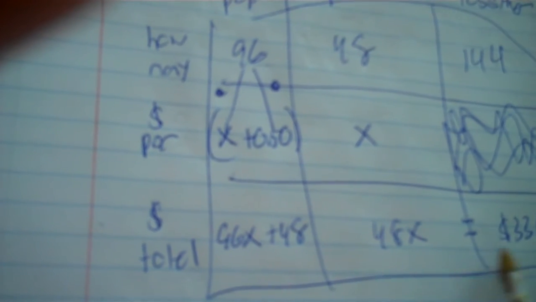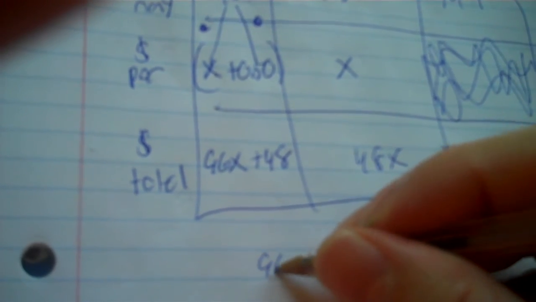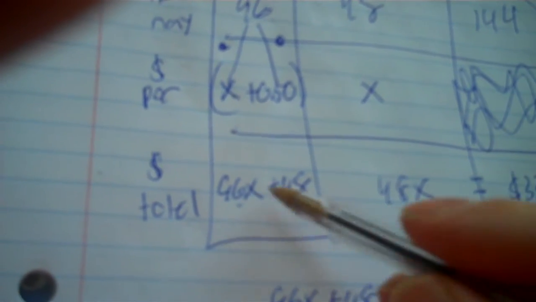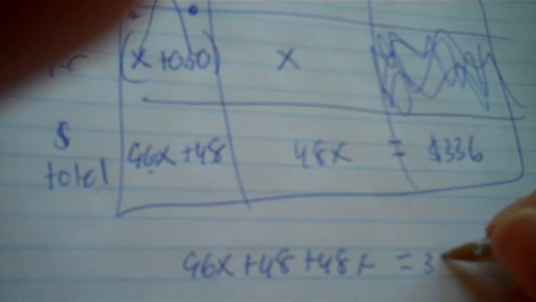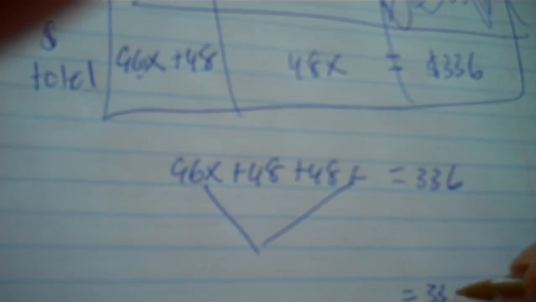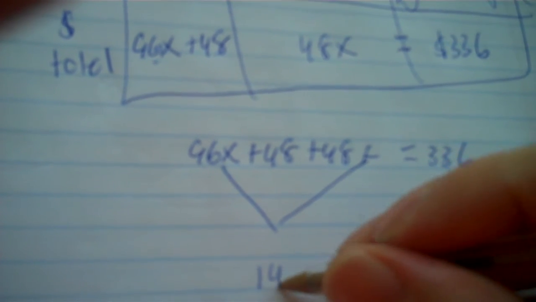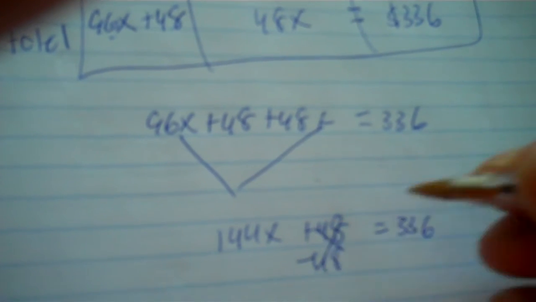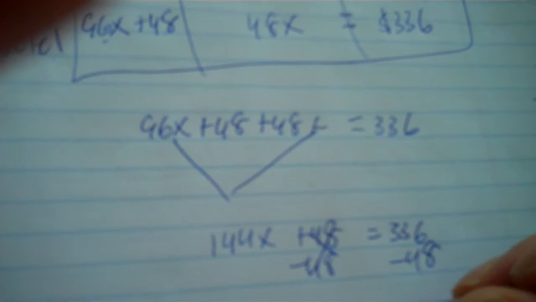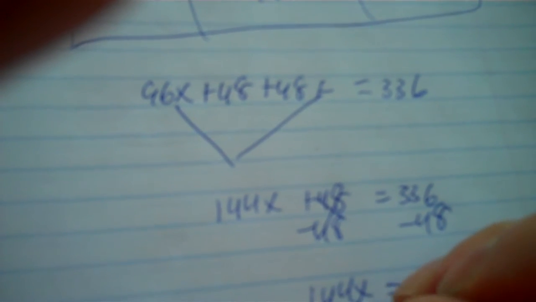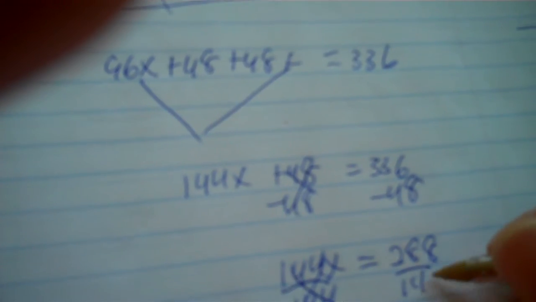Then you have the only equation you need is right here, because you don't have Y, you just have X. This plus this equals 336. So I add my X's. 96X plus 48X is 144X plus 48. Then I just minus 48. 336 minus 48 is 288. Then I divide by 144, and that's 2.